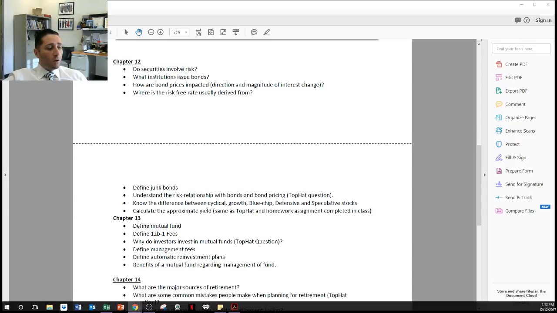Oh, and this is stocks as well, right? Chapter 12 is stocks and bonds. So know the difference between cyclical, growth, blue chip, defensive, and speculative stocks. That's easy. Just go in your book and look those up. You have cyclical stocks that go in a cycle based off the stock market. Growth stocks that have a high rate of return, 15-20%. Blue chip, your big companies that never leave, your IBM, your McDonald's, your GEs. Defensive stocks that act in your favor: when the stock market goes down, these stocks go up. And then speculative stocks that are very unpredictable. So know the difference between those.